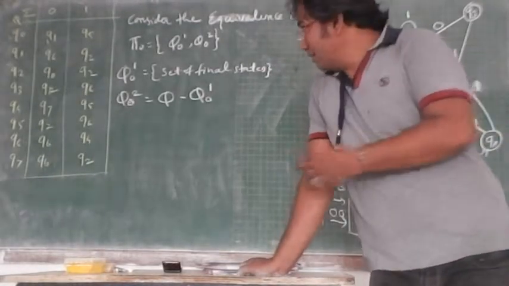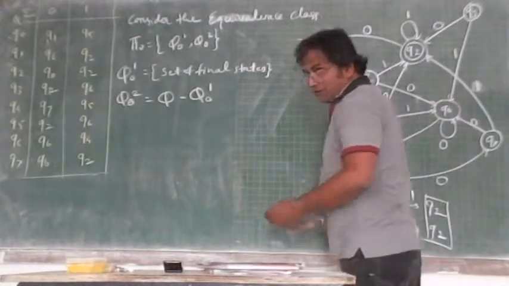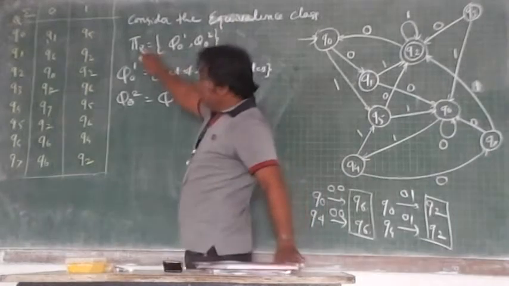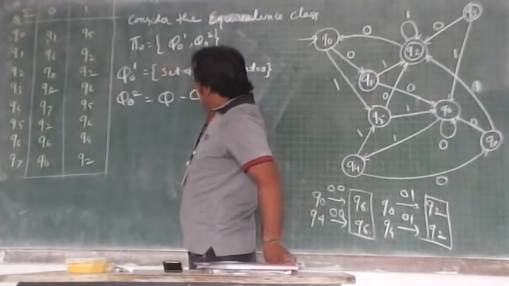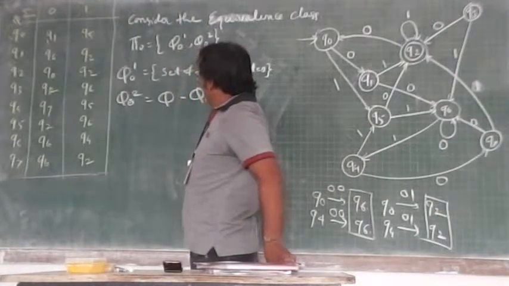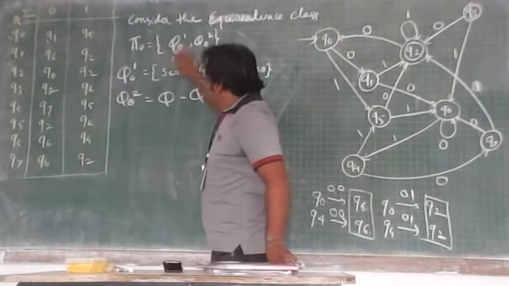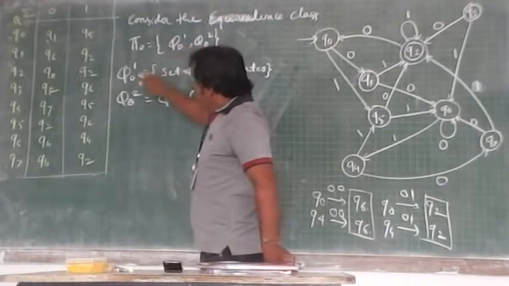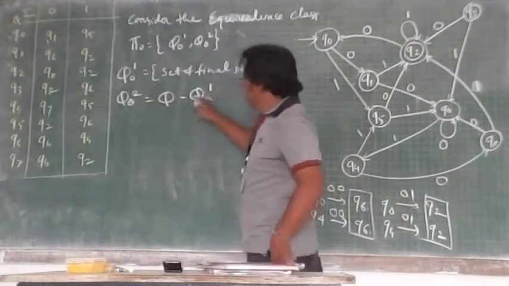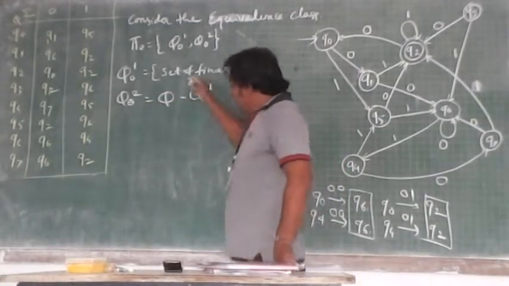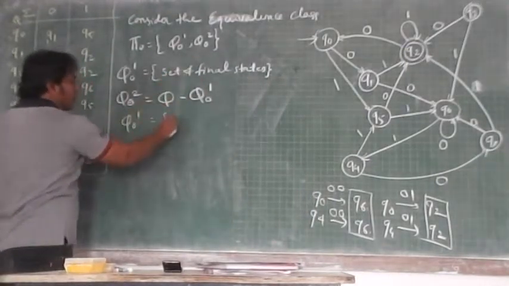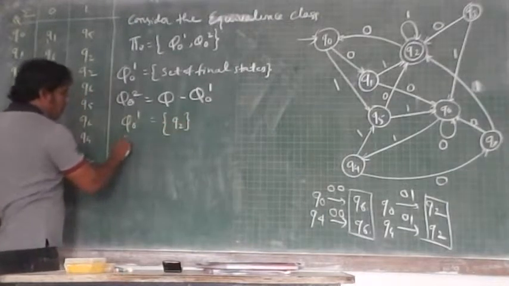So here in this case we will come to that equivalence part. Here you can say that this is the particular set, and it has partitions. The first part of the partition is Q01 and the second part is Q02. This is one class, this is another class. Q01 is the set of final states and Q02 is Q minus Q01. What is Q01 here? What is the final state here? Q2.